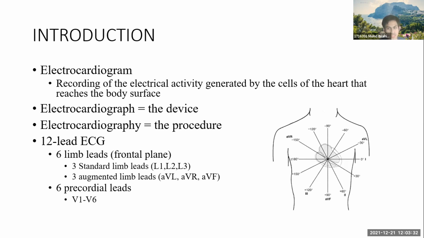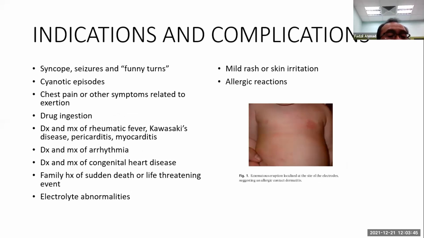For precordial leads, we have 6, which are V1, V2 showing the right ventricle, V3, V4 septal, V5, V6 showing the left ventricle.